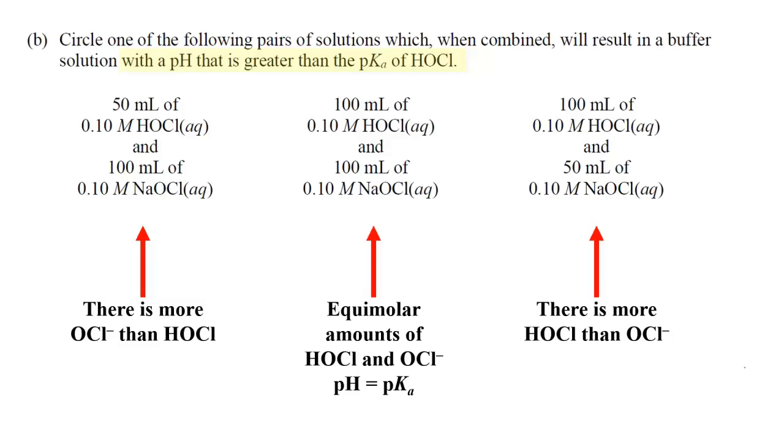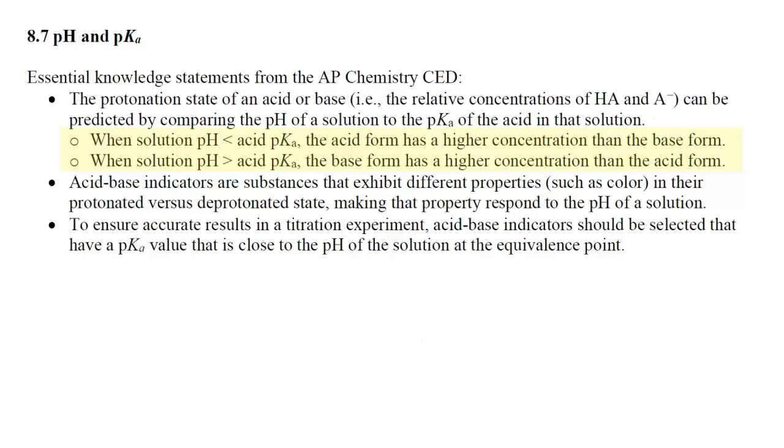So what guides us in making the correct choice in part B is this information from topic 8.7, pH and pKa. If our buffer solution has a pH that is less than the pKa of the weak acid, then the acid form has a higher concentration than the base form. But on the other hand, if the buffer solution has a pH that is greater than the pKa of the weak acid, then the base form has a higher concentration than the acid form. That's the kind of buffer that we're looking for in this question.